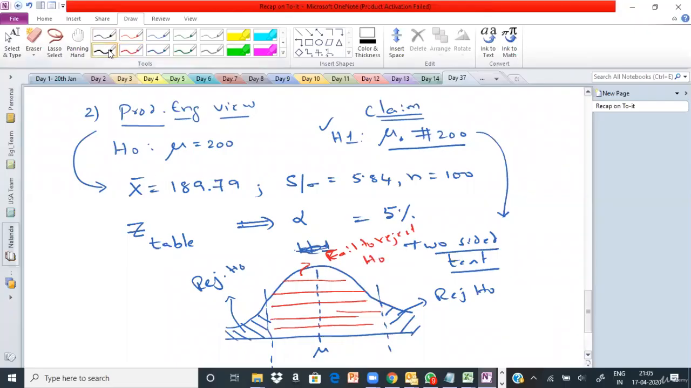Now, what is the alpha here? Alpha you have taken as 5%. Because it's a two-tailed test, on this side it is alpha by 2. This side also it is alpha by 2. That means when alpha is 0.05, alpha by 2 is going to be 0.025. Let us go to the Z tables.